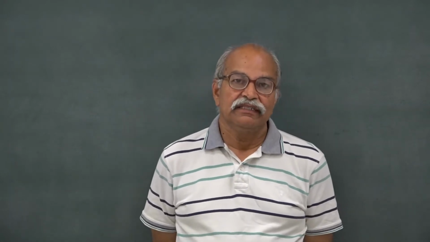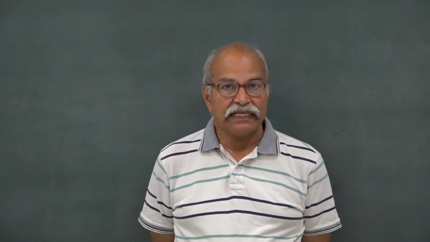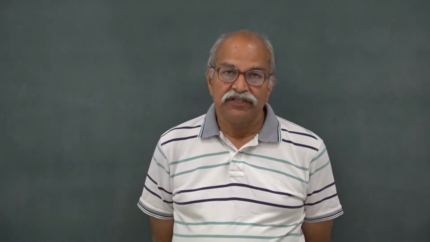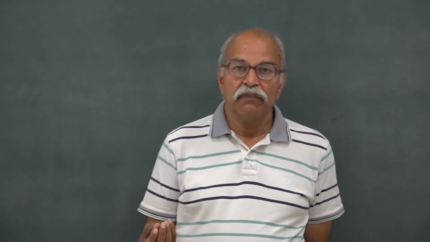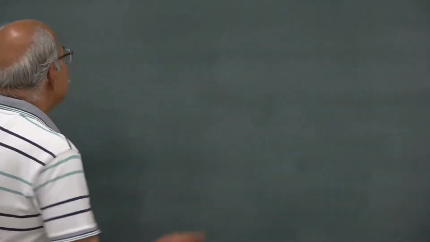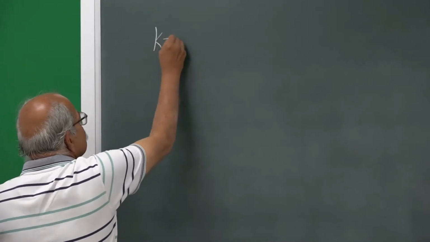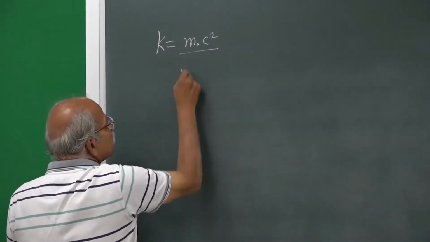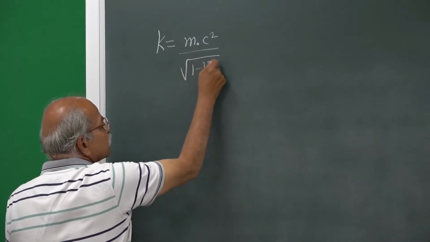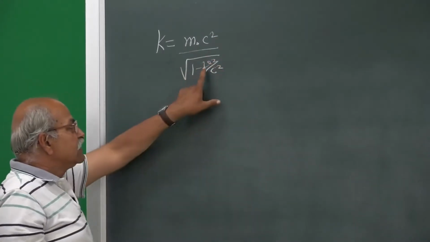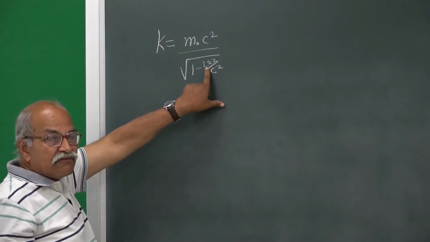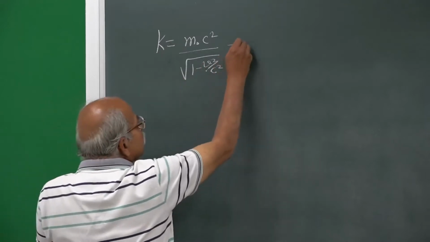So, in the previous lecture we derived the expression of kinetic energy in terms of the speed of the particle. If we have a particle of mass m naught, we derived that kinetic energy is m naught c square divided by square root of 1 minus v square by c square. This v here is the speed of the particle. The particle is moving with speed v, and then minus m naught c square.